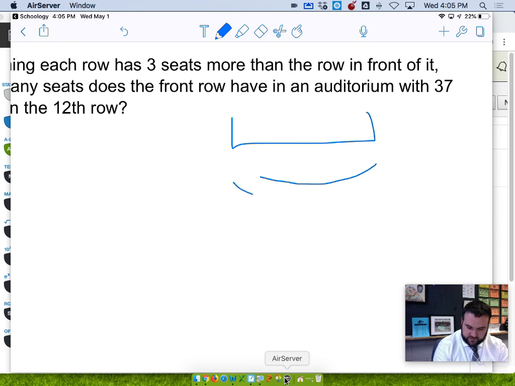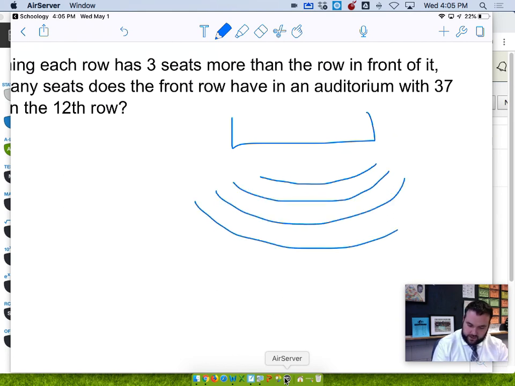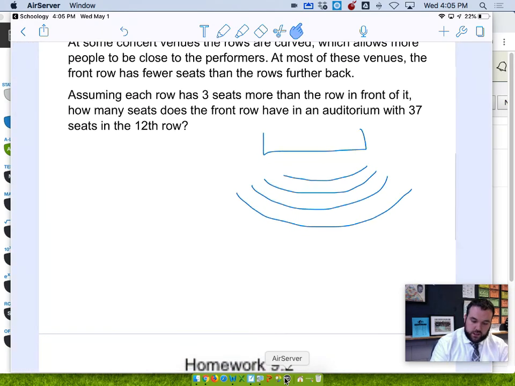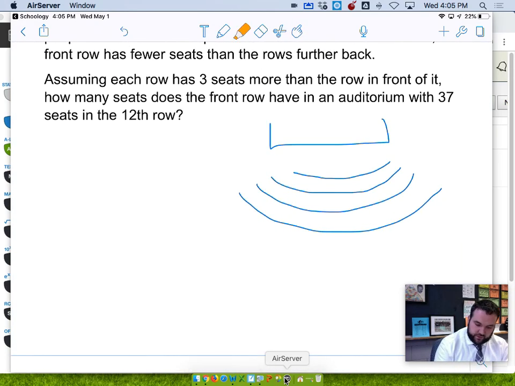So obviously, as you've seen in every auditorium, you have something that looks like this. So the distance between the audience and the performers is everybody's a little bit closer, right? Because they're kind of making a circle. But because of that, the front row is going to have fewer seats than the rows in the back because there's just not as much space. Assuming each row has 3 seats more than the row in front of it, how many seats does the front row have in an auditorium with 37 seats in the 12th row?